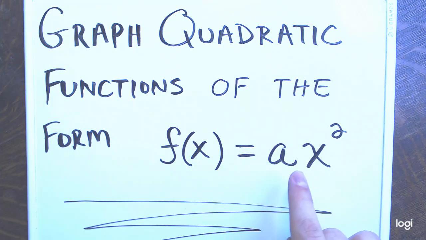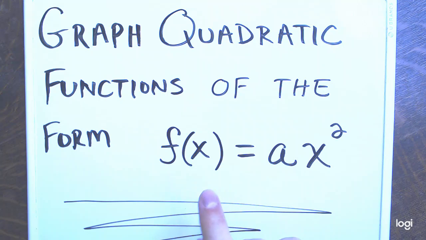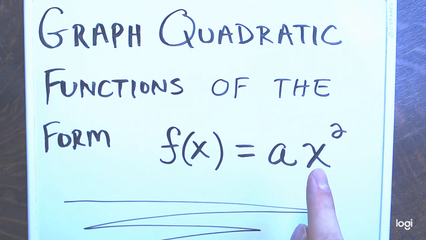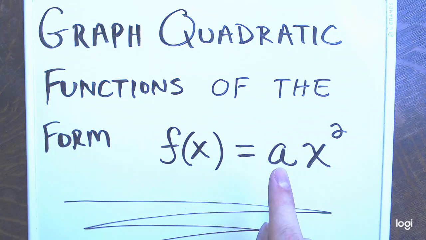What's going to be going on in this video is I'm going to start off with the most basic quadratic function, just f of x equals x squared, and then change the rule for x squared by simply multiplying it by some non-zero real number, and see what that does to the graph. So let's take a look at these.